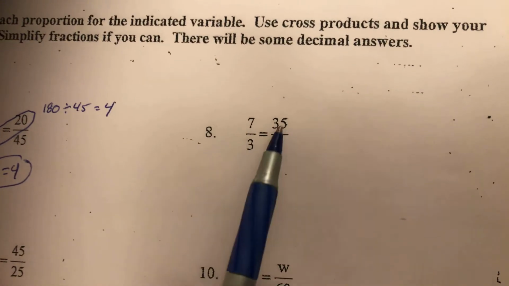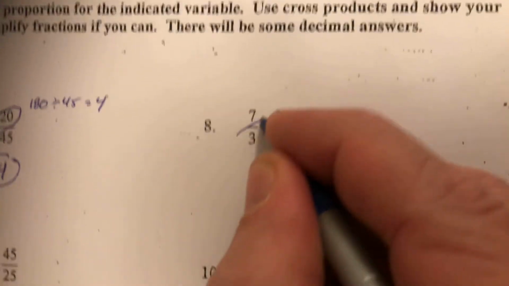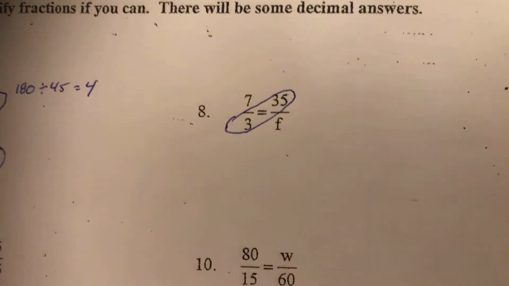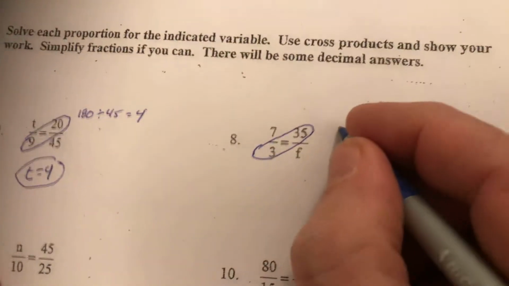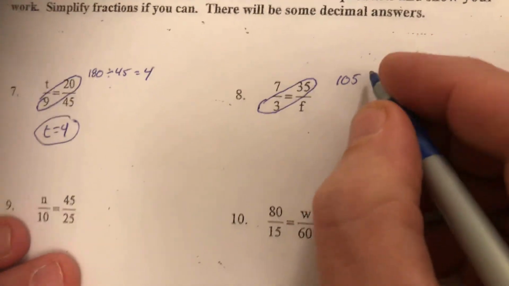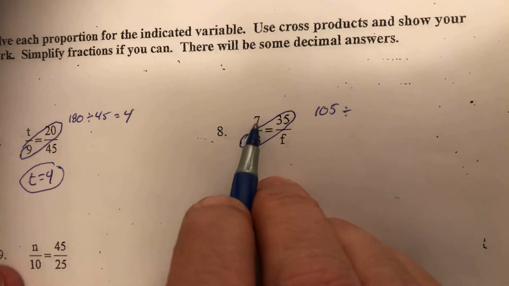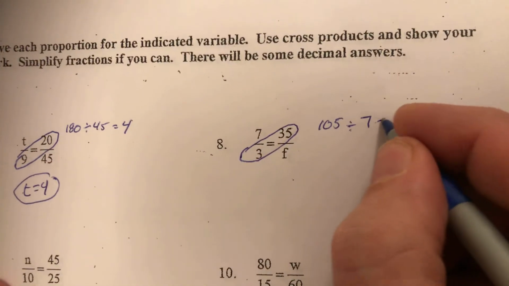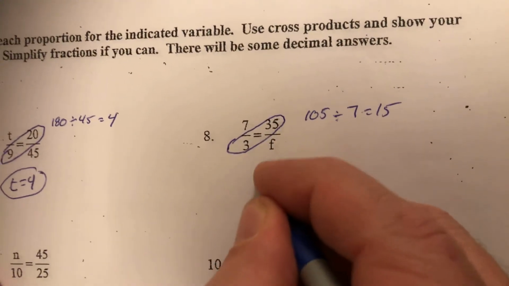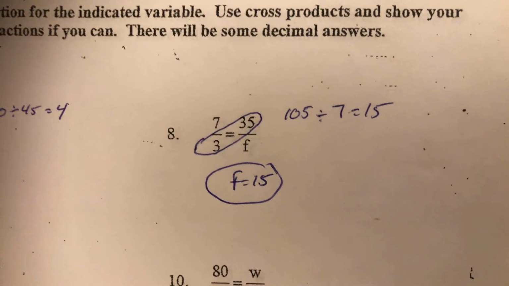Okay, next one. 7/3 equals what over 35? Well, this one's variable is down here on the bottom right, but we still will always have two numbers that are diagonal from each other. Okay, so let's see. 3 times 35 is 105. 105 divided by 7, because that's my third number. You can't leave any number out. Everything gets used here, and 105 divided by 7 is 15. So F is equal to 15.